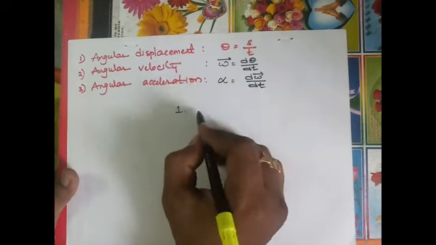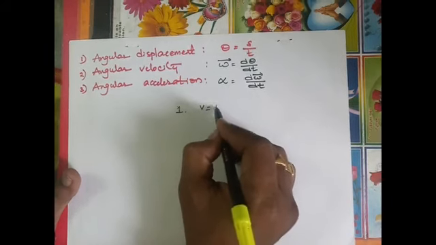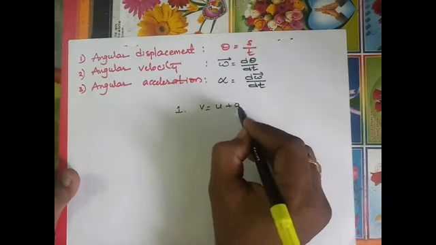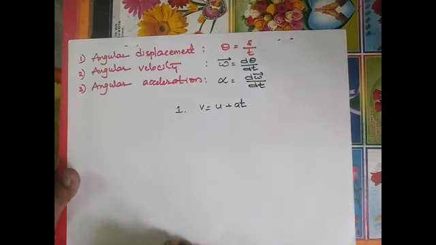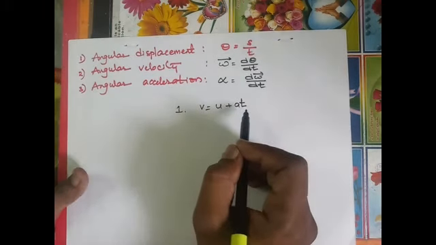The first equation can be written as v equal to u plus at, right? So what is v? Final velocity. What is u? Initial velocity. What is a? Linear acceleration. And t is nothing but time.